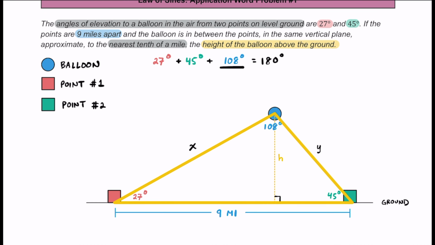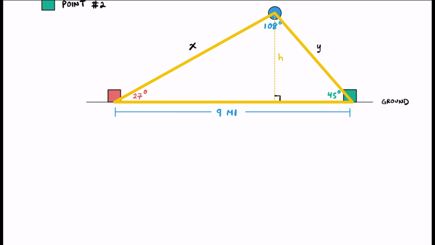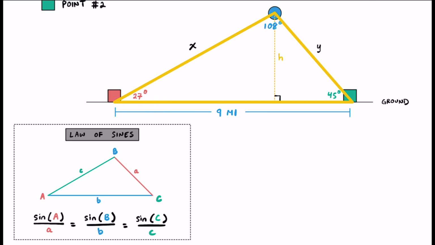To do this, we're going to use the law of sines to help us out. Just to refresh your memory a little bit, the ratio of sine of angle A over side length A is going to be the same ratio as sine of angle B over side length B, which is always going to be the same ratio as sine of angle C over side length C.